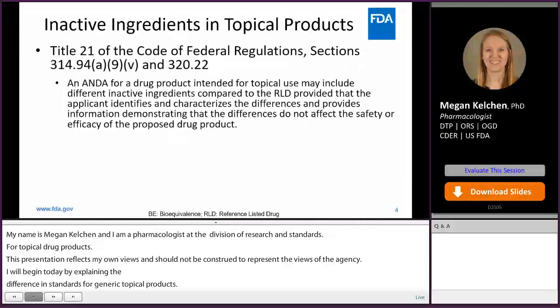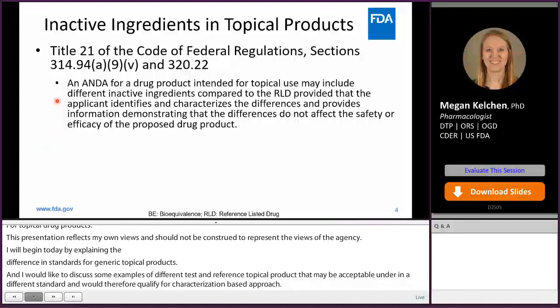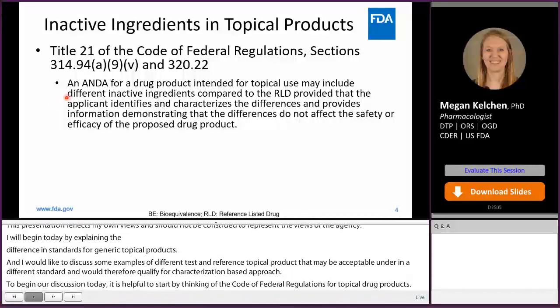So to begin our discussion today, it's helpful to start by thinking of the Code of Federal Regulations for topical drug products. And what I'll highlight first is that an ANDA for a drug product intended for topical use may include different inactive ingredients compared to the reference product, provided that these differences are identified and characterized, and that these differences do not affect the safety or efficacy of the proposed drug product.